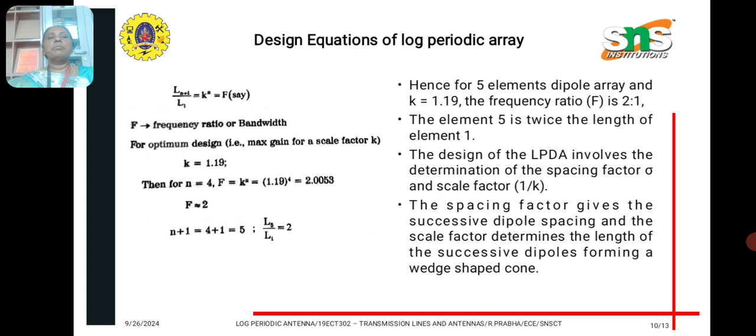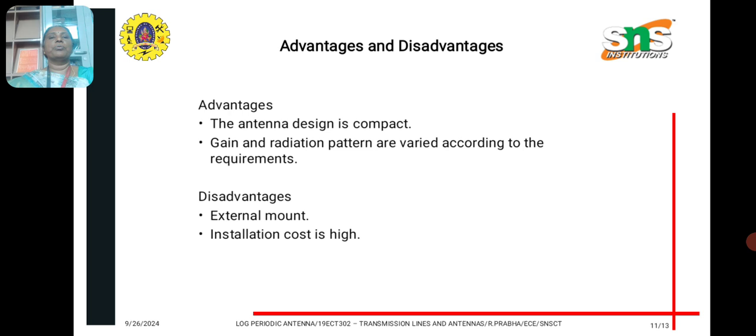The design of the LPDA involves the determination of the spacing factor sigma and the scale factor 1 by K. The spacing factor gives the successive dipole spacings and the scale factor determines the length of the successive dipoles forming a wedge-shaped cone. The advantages of the log periodic dipole array: the antenna design is compact, and the gain and radiation pattern are varied according to the requirements. Disadvantages: it is an external mount, and installation cost is high.